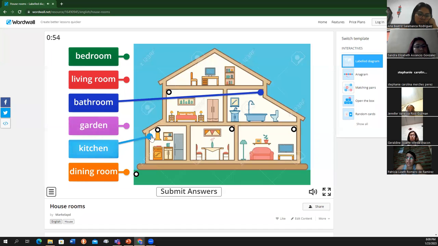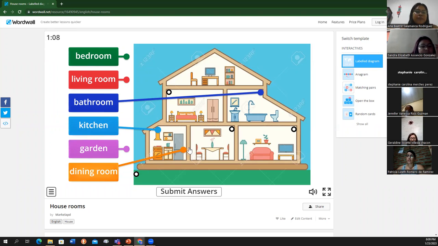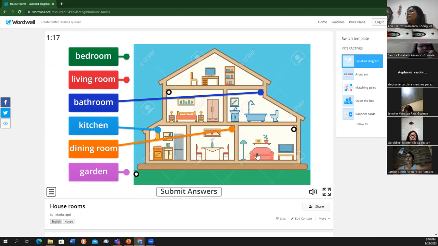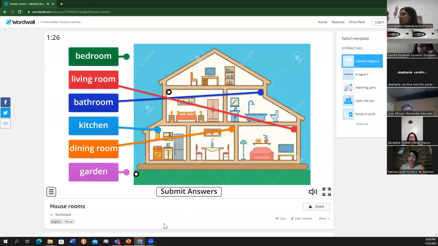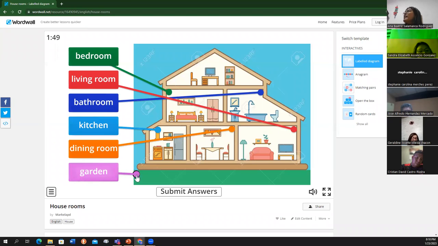Okay. So what is this one? Kitchen. This is the kitchen. Okay. Good. What about this one? Living room. Dining room. This is the dining room. And here we have a sofa. We have a TV. It will be the living room. And here we have a bed, closet. Bedroom. Okay, good. And here we have a garden. This house doesn't have a garage. It doesn't have the space for the garage. Okay. Good.